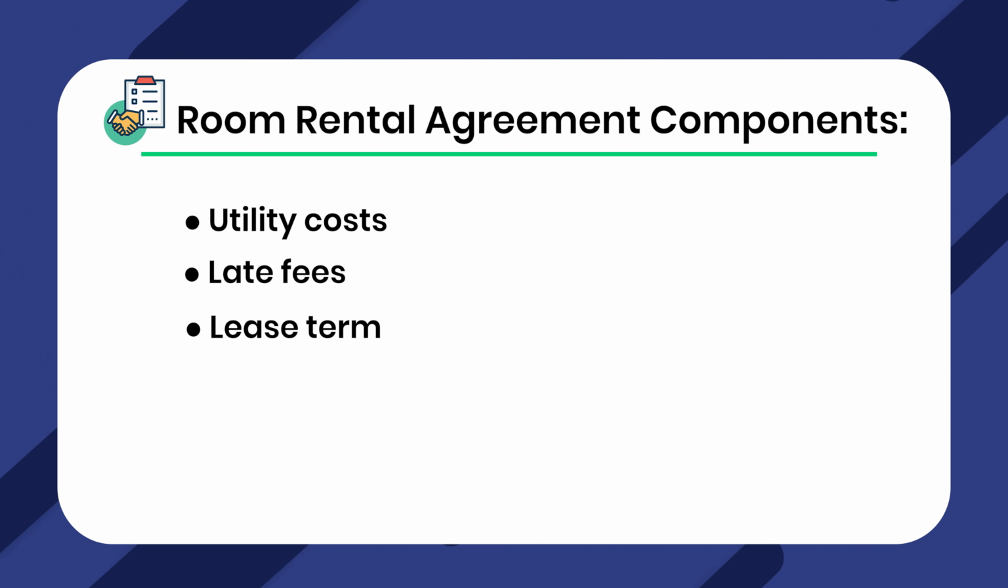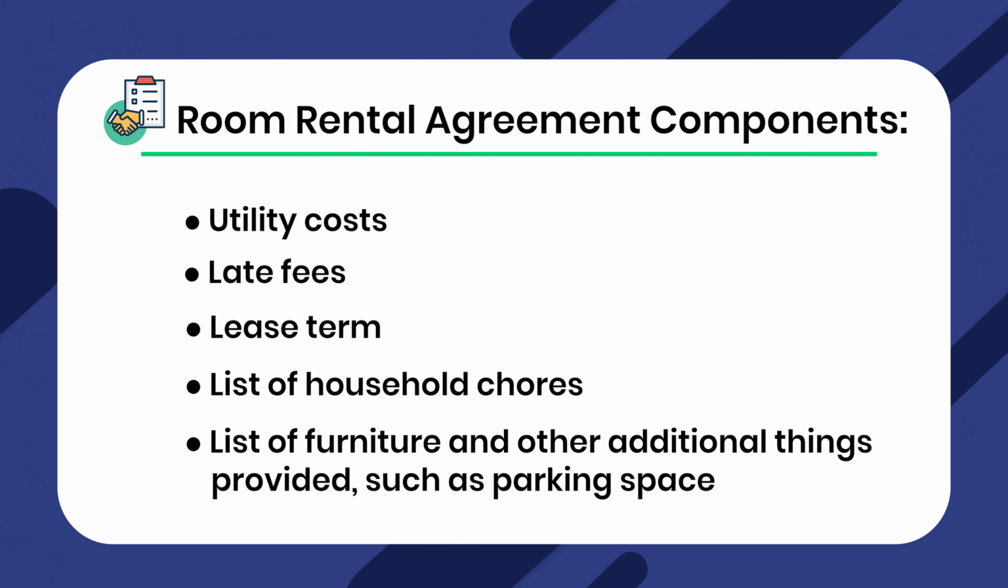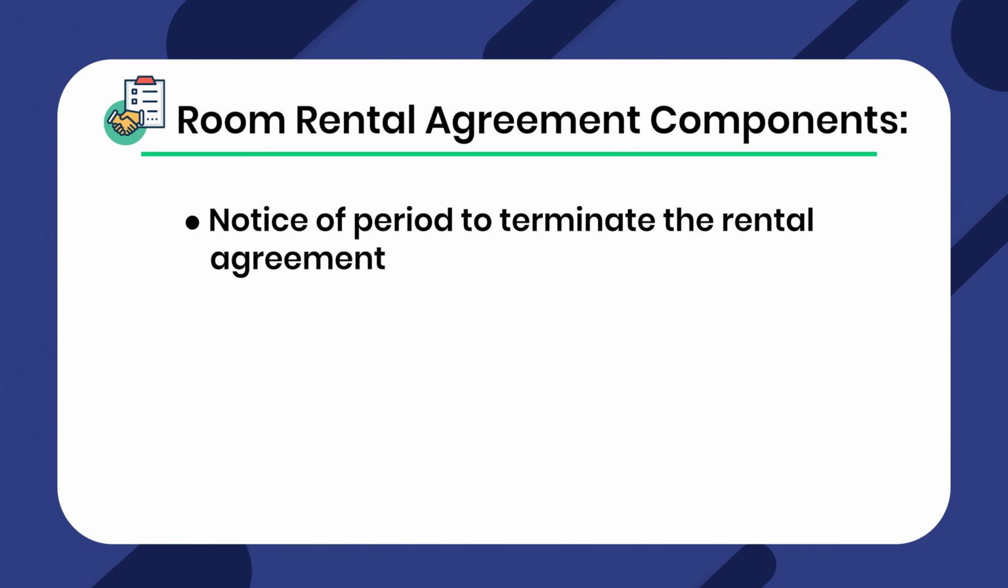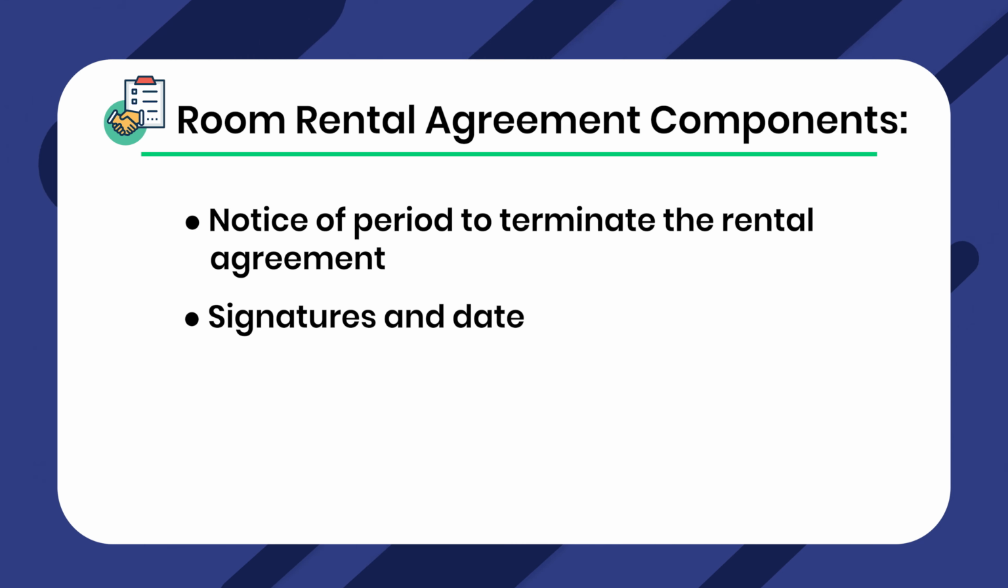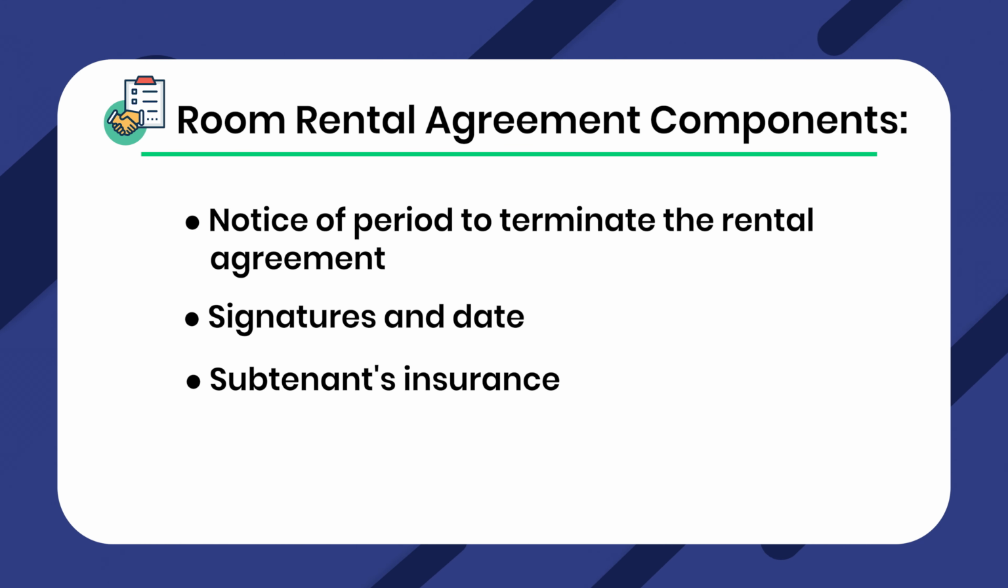What to include in a room rental agreement? When creating this kind of document, there is no restriction on how specific you should be. However, a simple room rental agreement should have the following fundamental components: property address, the subtenants and tenants' details and information, house rules, rent amount and due date, room description, utility costs, late fees, lease term, list of household chores, list of furniture and other additional things provided, such as parking space, notice period to terminate the rental agreement, signatures and date, and finally, a subtenant's insurance.